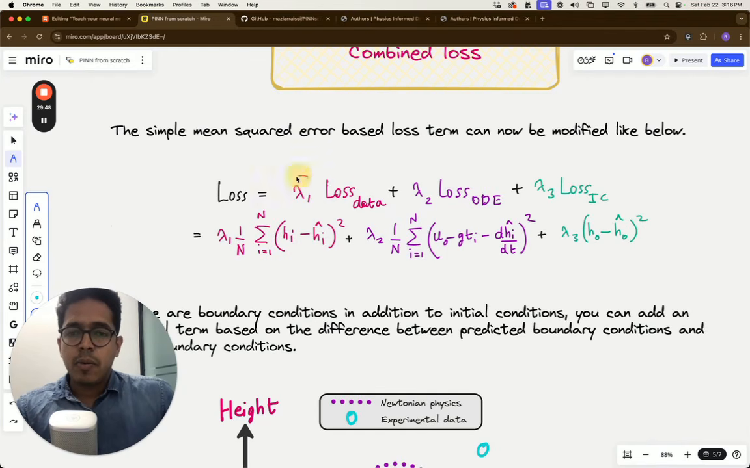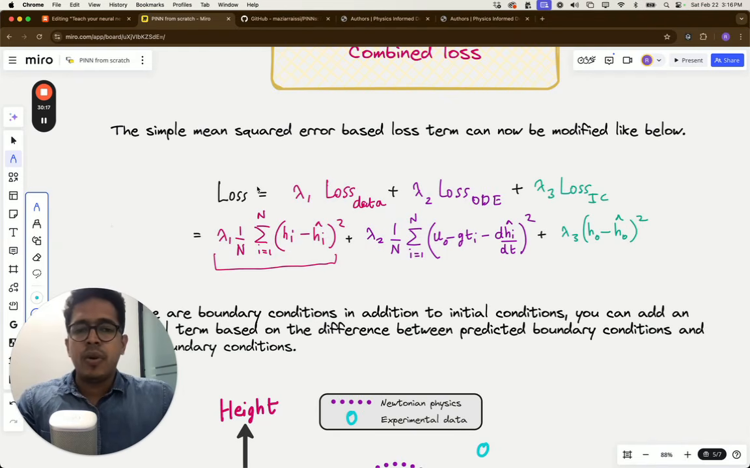And you are probably noticing these terms, lambda 1, lambda 2, and lambda 3. They are nothing but a weight factor. Basically, it describes how much you are looking at data loss compared to ODE loss. So let's say lambda 2 and lambda 3 were 0, which means you are completely ignoring the physics. You only have this term, which means your net loss will simply become the loss due to just the experimental data. So if you are so unsure about the physics, if you have no idea what the physics is in this system, you can simply set lambda 2 and lambda 3 to be 0.